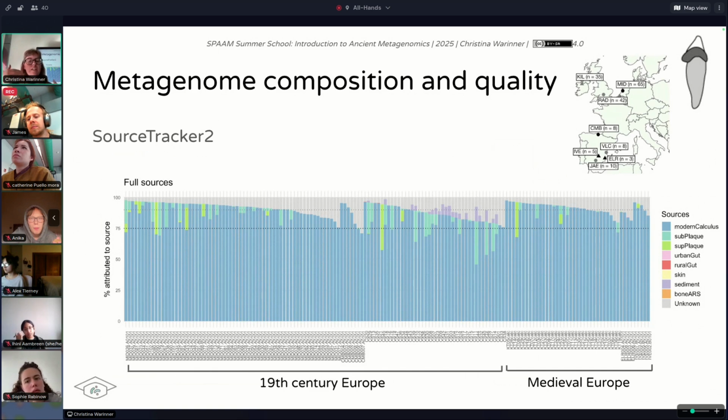And here you can see actually almost every sample that we analyzed preserved more than 75% of the DNA estimated to come from an oral source. This is really high quality data. So all of these have excellent preservation.